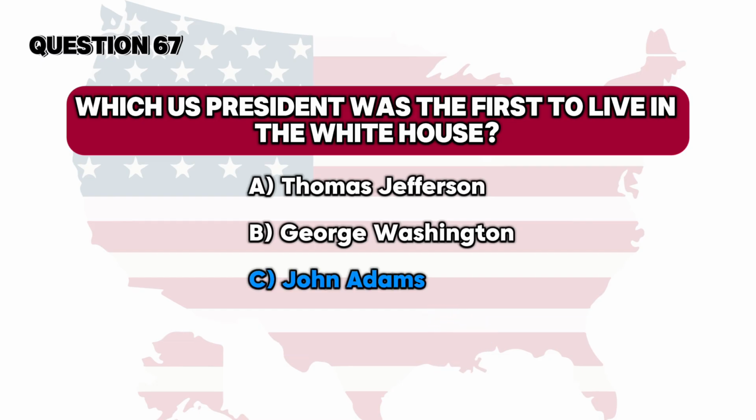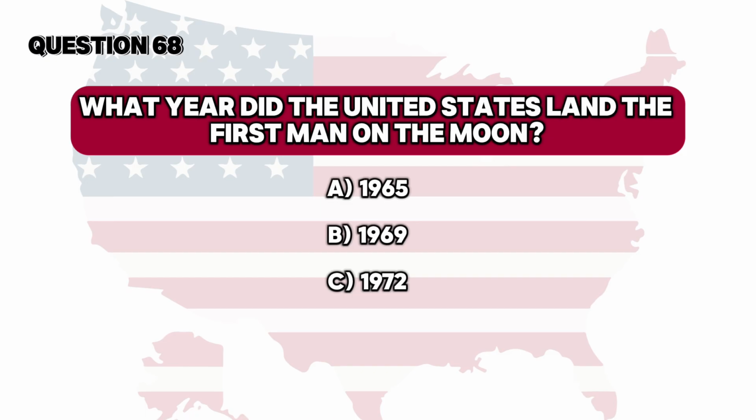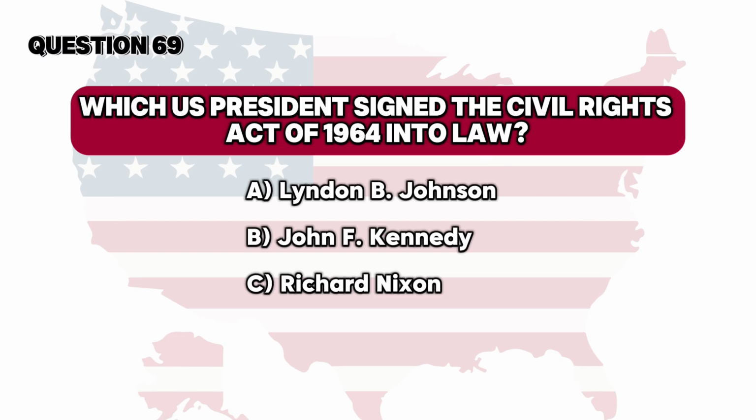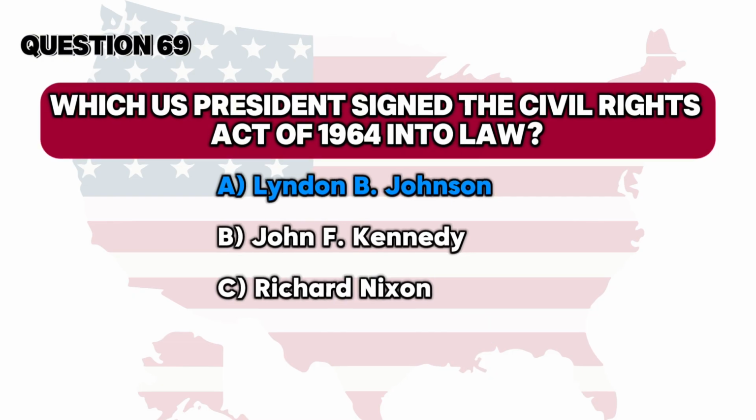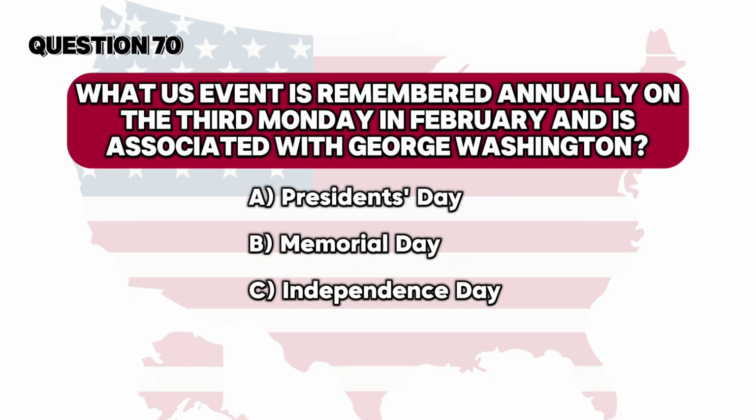John Adams. What year did the United States land the first man on the moon? 1969. Which U.S. president signed the Civil Rights Act of 1964 into law? Lyndon B. Johnson. What U.S. event is remembered annually on the third Monday in February and is associated with George Washington?